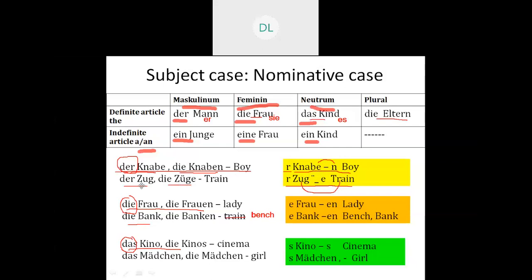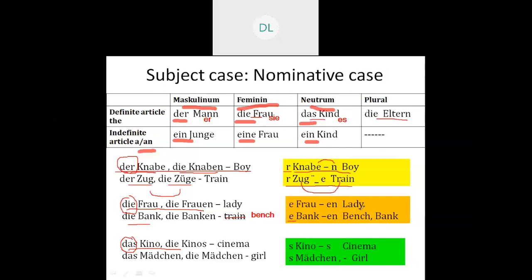If you observe very carefully, what is the difference between Zug and Züge? When I have the umlaut and e, it becomes plural. On the same grounds, when I have an e before the noun, what does this E denote? It denotes that your noun is feminine. Likewise, when I have this E before the noun Bank, it indicates that your noun is feminine.